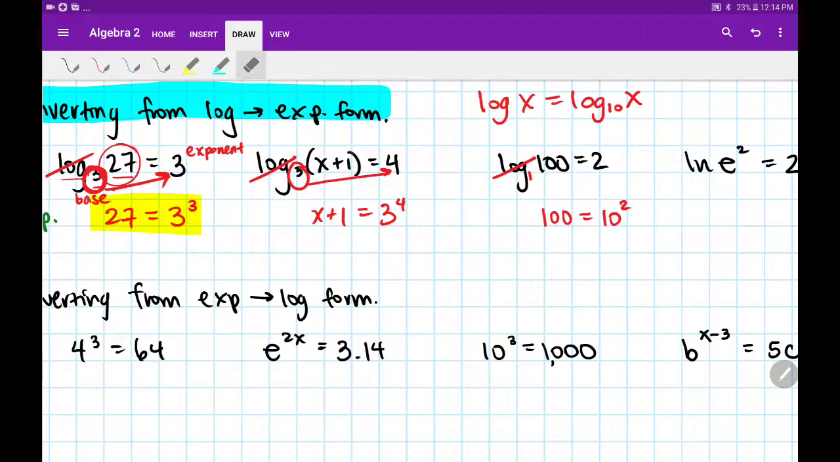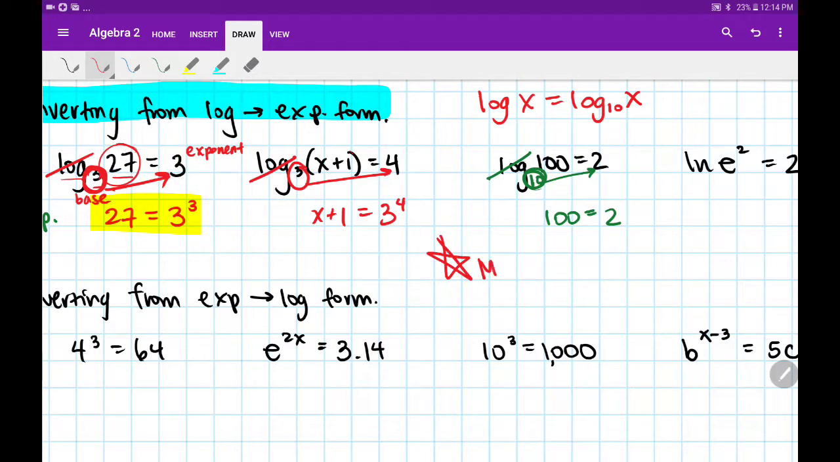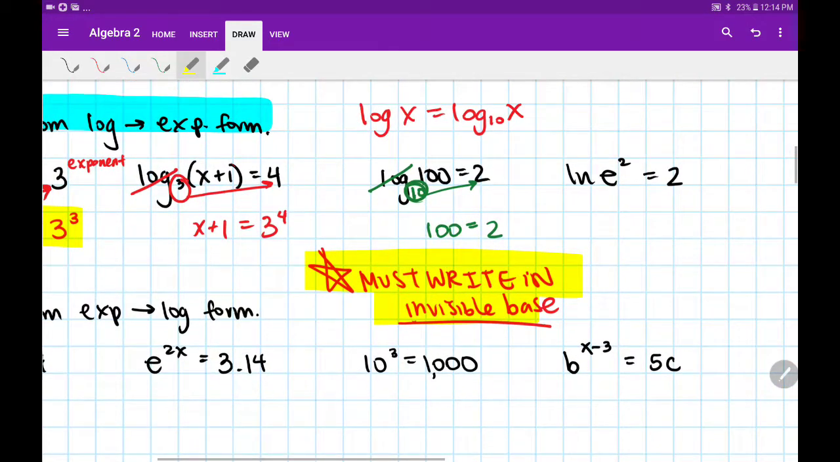So notice how difficult this would have been if we didn't write in the base. We would have crossed out the log, brought down the 100, set it equal to, and then there would be nothing here to take to the power of 2. So this is a common mistake that's made. You have to write in the invisible base. Write that into your notes as super duper important. Must write in the invisible base. Cannot stress it enough. Okay, so here we wrote in the 10, meaning this was 10 squared.